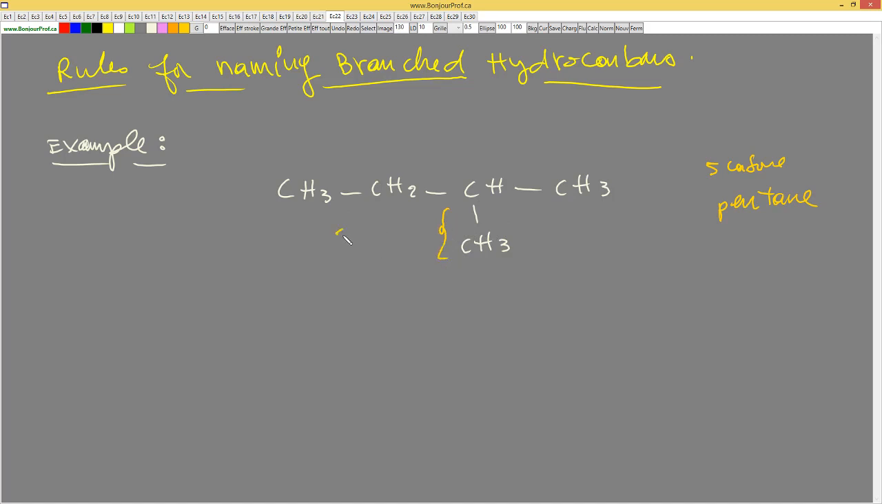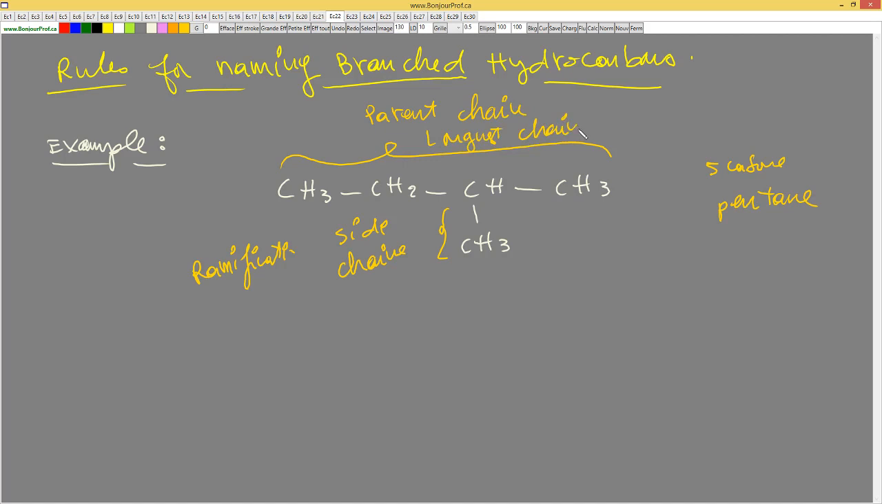This one we call the side chain, or ramification, but we are going to call it side chain. The longest one we call the longest chain, or the parent chain. This one is the longest one. We call it the parent chain, or the longest chain, because it has the most carbons.